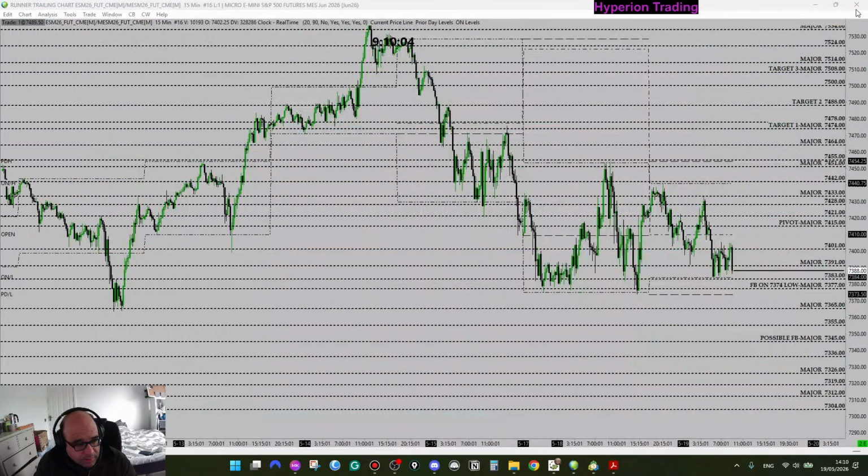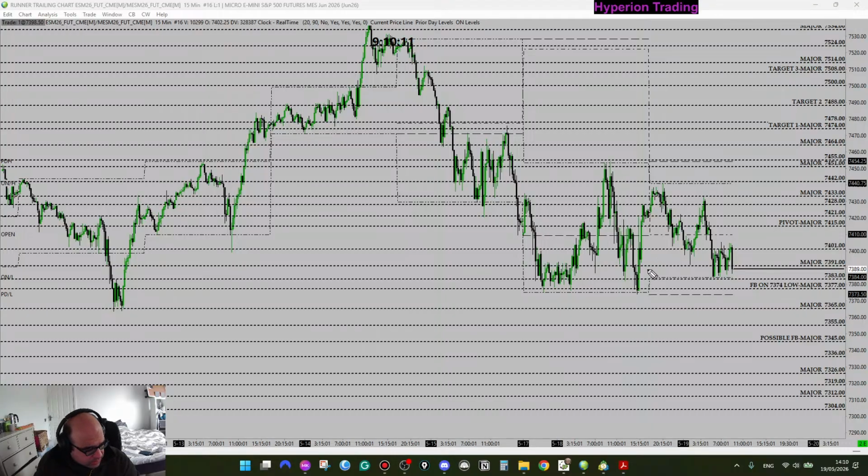So here are the lows I was talking about. These are the overnight lows. We may see price go straight up. If it goes straight up, we can enter at 74.01, aiming for these highs and these highs.